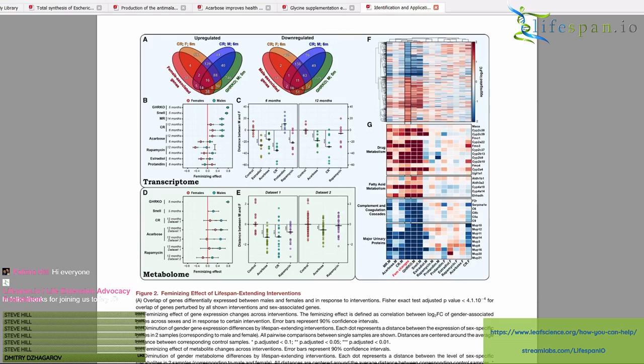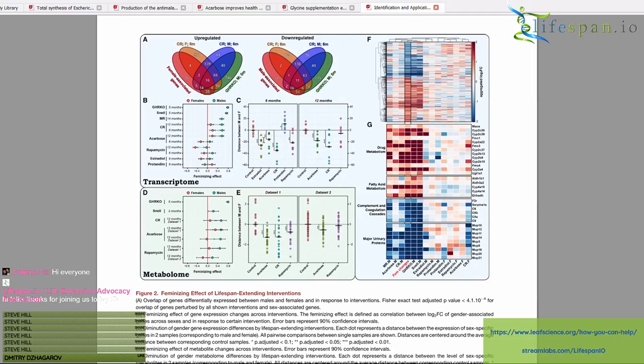It's kind of hard to imagine, but the easiest interpretation is that in response to certain interventions, regardless of the type of intervention, male and female gene expression profiles are moving to the same common state. So these sex-specific differences diminish in response to lifespan-extending interventions.